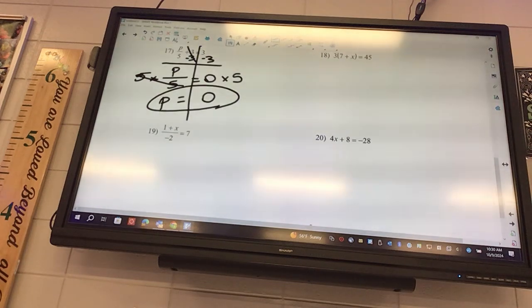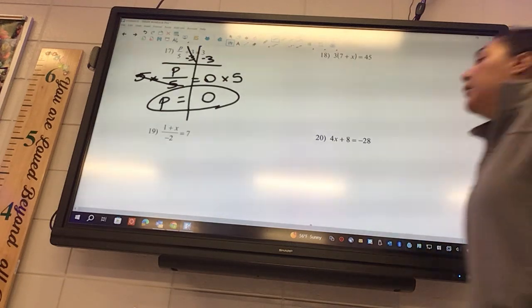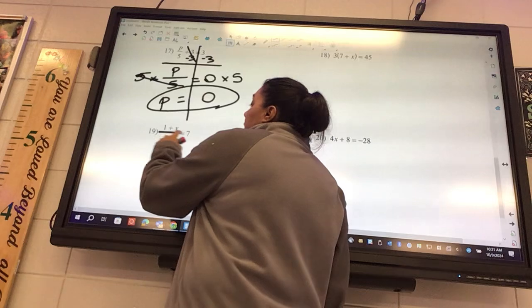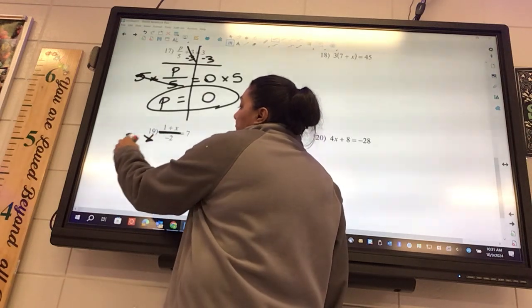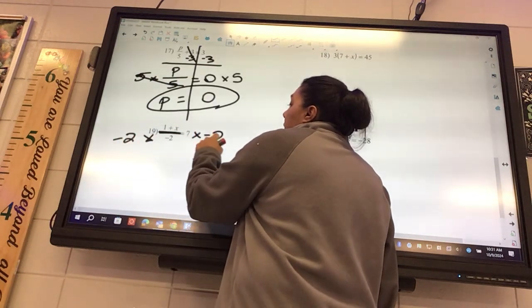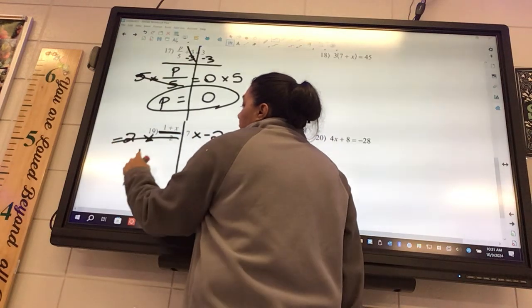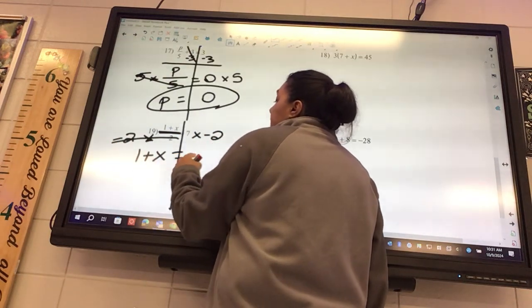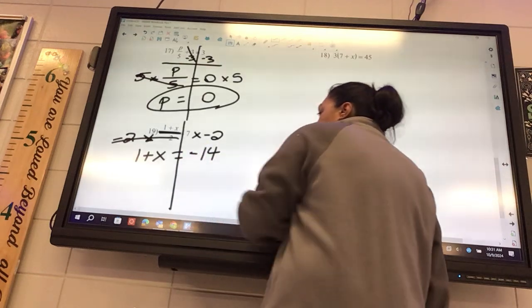Okay, and last one, 19. Who is the kid? The -2 is the kid. Okay, so how do I move that? Multiply. Okay, and I know, why would people say add 2? Because right now it says -2, right? But you have to think, it says divided by a -2 is really what it's saying. Anytime you see a bar, that means divide, so we have to times by -2. So we're going to times both sides by -2. So I got 1 plus x, 7 times -2 is -14.